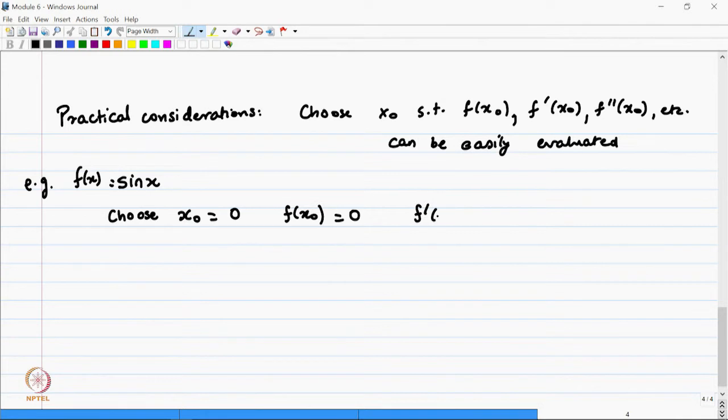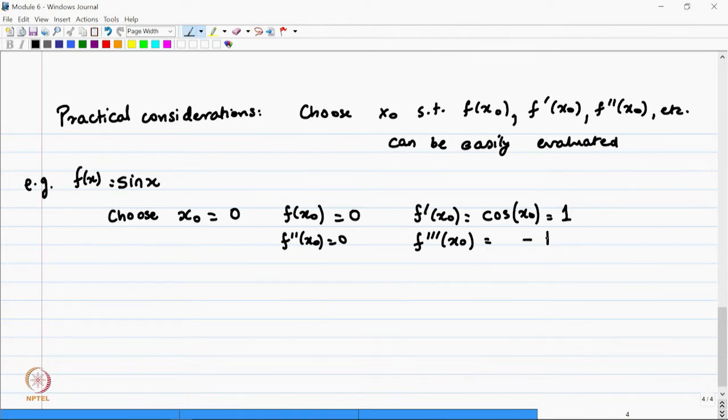Now, f prime evaluated at x 0 is the derivative of f of x, which is cosine of x 0, and if you put x 0 equal to 0, cosine 0 equals 1. F double prime of x 0: the second derivative, the derivative of cos x, is minus sin x, and evaluated at x equal to 0 it is 0. F triple prime of x 0: now you are taking 3 derivatives. The first derivative gives cosine, the second gives minus sine, the third gives minus cosine of x 0, and then you put x 0 equal to 0. So, minus cosine of 0 is minus 1.